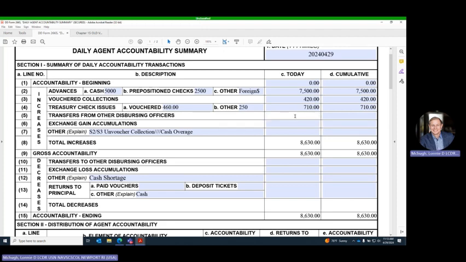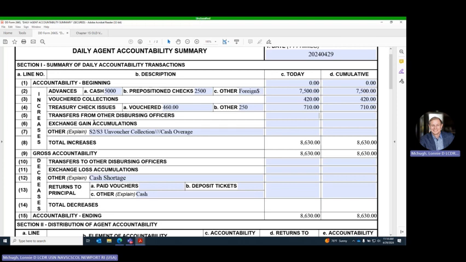Line 5, transfers from other dispersing officers. This one can be a little bit confusing. This is not typically used. This line item is used if somebody is closing down a DSSN, so a dispersing station symbol number will no longer exist. They're closing down the operation and they're transferring accountability to another dispersing office. We will not be covering this, and this is extremely uncommon, and it is not even used by the Navy at this point in time.